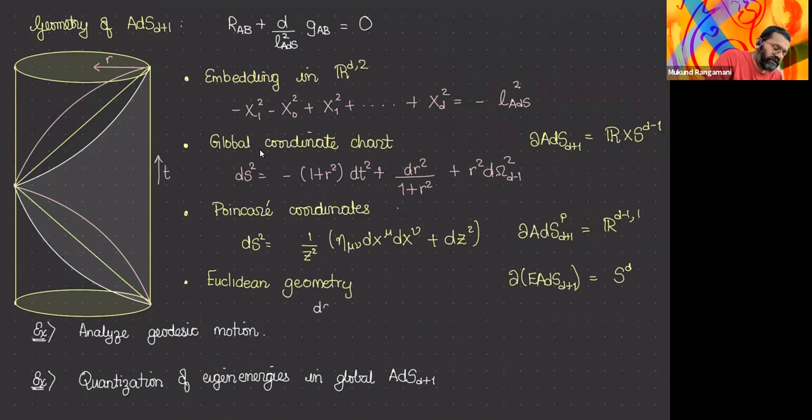For practical calculations, at least for the rest of today and part of tomorrow, I will work with the Euclidean geometry. And in that case, a Poincare patch is basically a global patch. And I can write it this way. Let me just write it as dx squared plus dz squared. I'll reserve lowercase Latin for spatial indices. And the conformal compactification of the Euclidean geometry, the boundary is just a d-sphere.